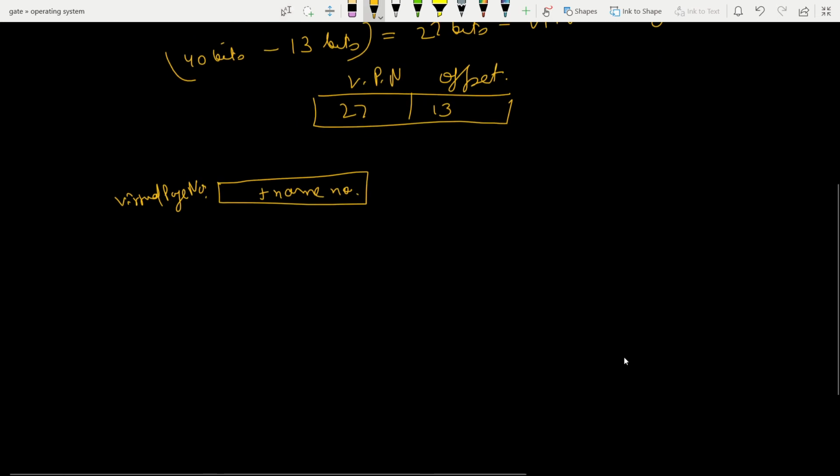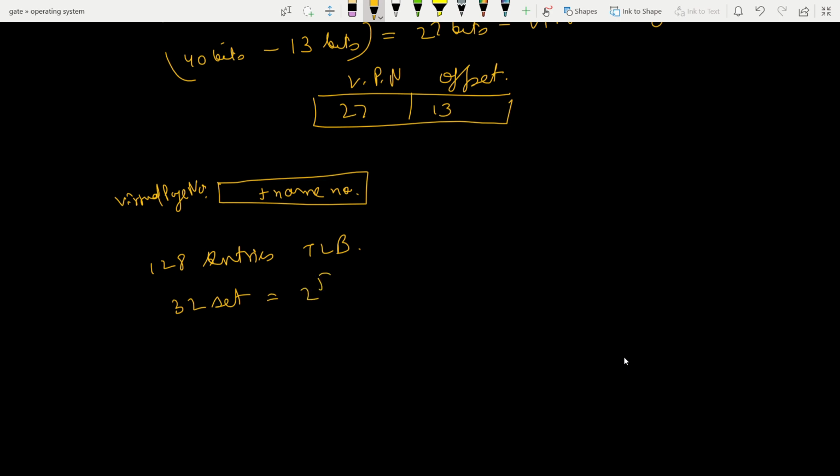So let us see. It said 128 entries TLB, 32 sets. 32 will be 2 to the power 5. It means 5 bits to represent each set. Okay, so these 5 bits will be used to index this TLB.